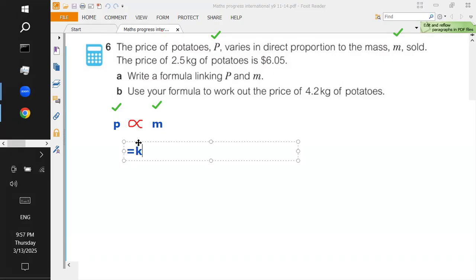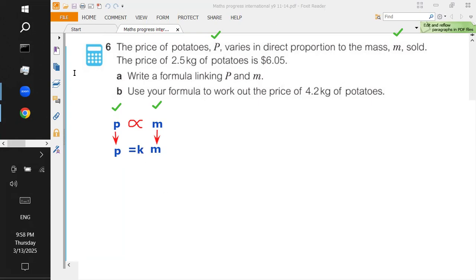So this sign means equals K. K is the constant of proportionality. So the basic idea here is you're trying to find the K and then use it to write the formula that links P and M. Now let's continue with the steps. Second thing, you take the P and you put it here, and you take the M and you put it right here. So P equals Km, like this. That's the second step. So first step, we write them as they are written in the question in order, and then you say P equals Km.